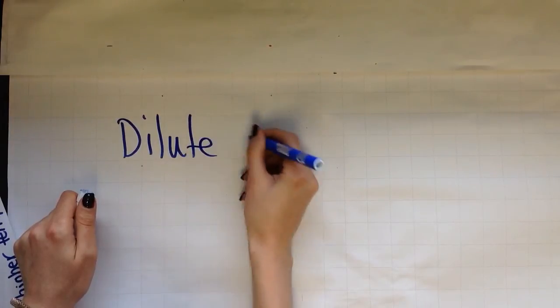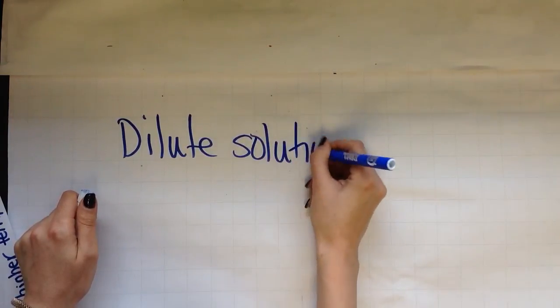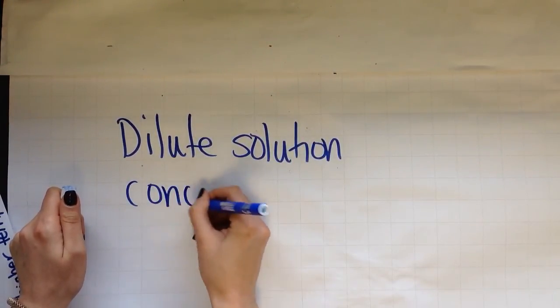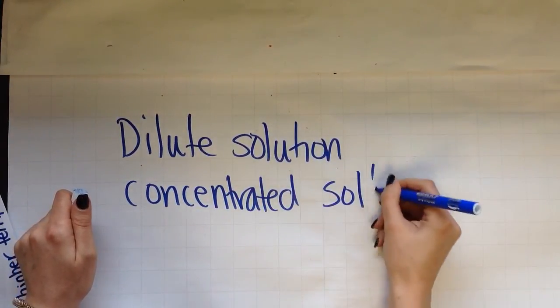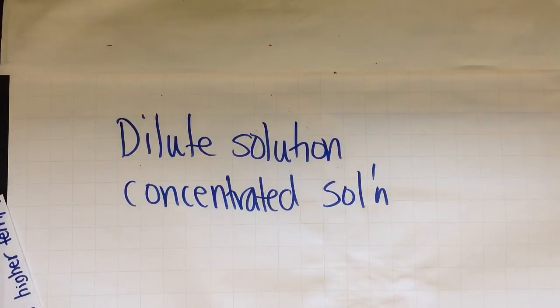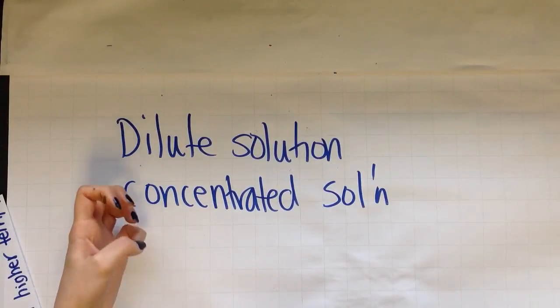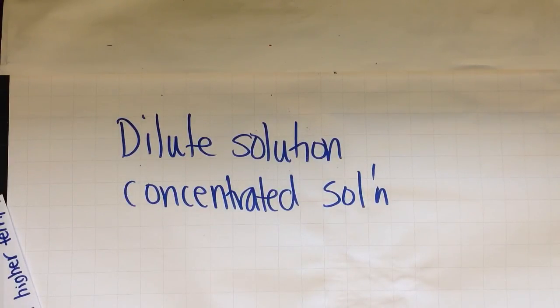Last two things that you should know are a dilute solution versus a concentrated solution. That's the way I abbreviate solution. A dilute solution means that there's more solvent, right? A lot more water than solute. You can add a lot more water to dilute down a solution. A concentrated solution means that there's a lot more solute in your solution compared to your solvent. It's very concentrated. That's the end of the video.